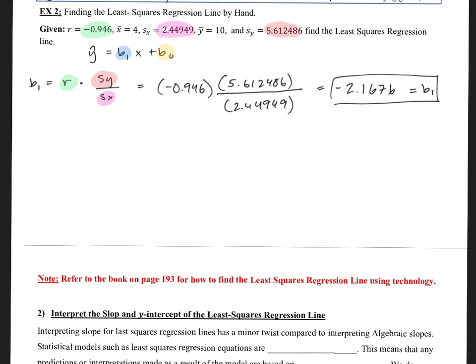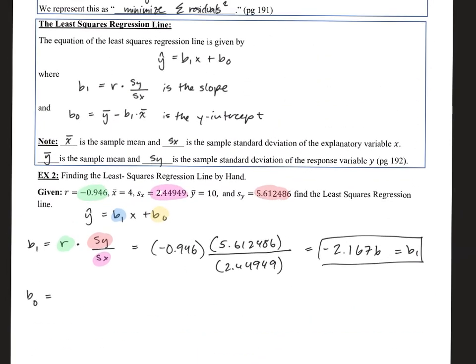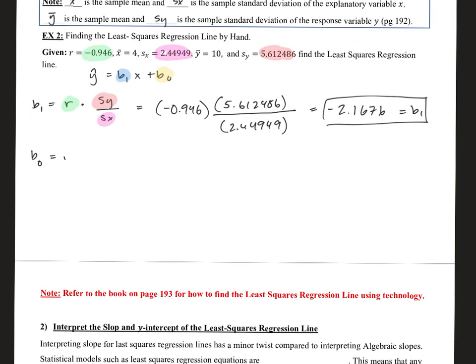Now, what do we need to find? We need to find b sub 0. What's the equation for that? That is y bar minus b sub 1 times x bar. So that's my mean, y bar right there. And then x bar. Oh well, running out of colors here. I have a limited palette.